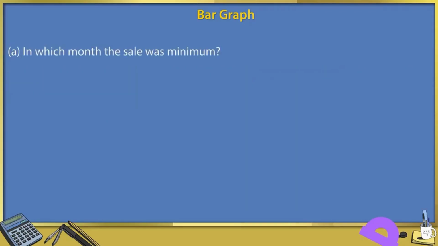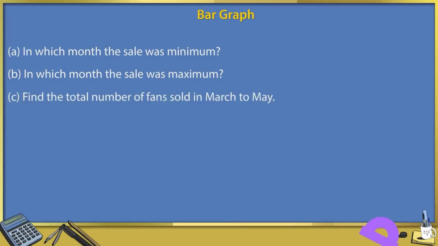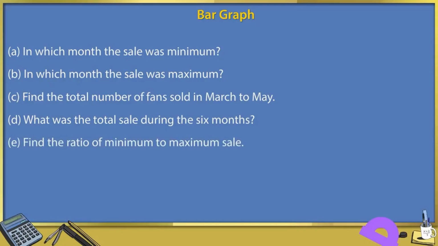A. In which month the sale was minimum? B. In which month the sale was maximum? C. Find the total number of fans sold in March to May. D. What was the total sale during the 6 months? E. Find the ratio of minimum to maximum sale.